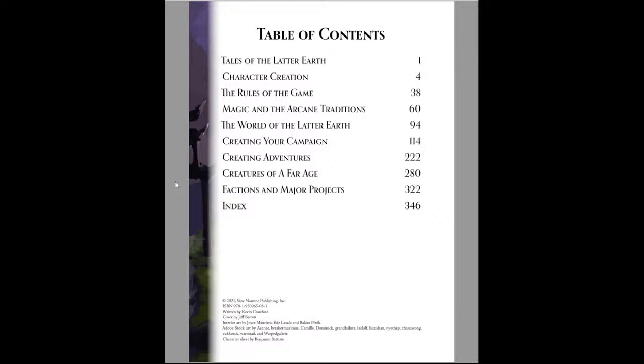Then we have the World of Latter Earth, which is on page 94, and then creating your campaign, which is page 114. So that's about 20 pages just talking about the world setting itself, which I think is pretty wonderful. I will admit that I'm a lore kind of guy. I like having very detailed worlds.